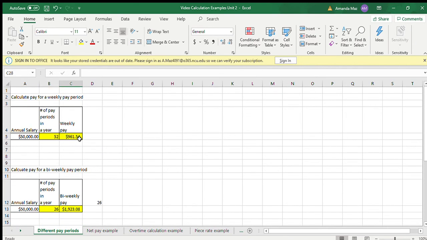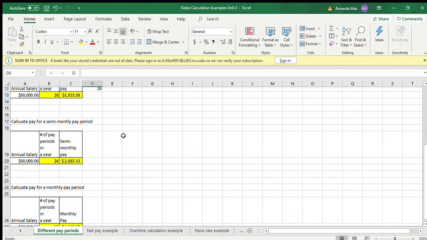And these are all gross payments. So this is before any taxes or any other deductions, such as health insurance and 401k, come out of your check. So this is how we will calculate the gross payment for these different types of pay periods.